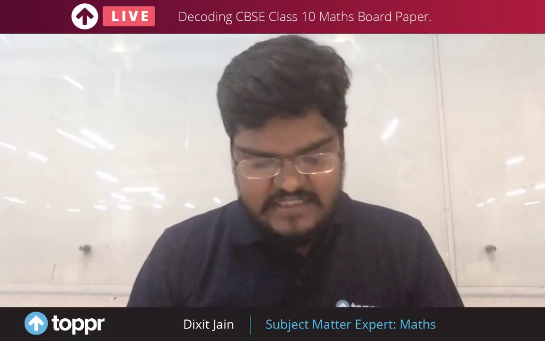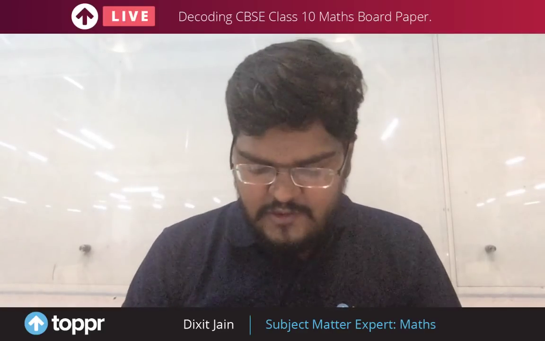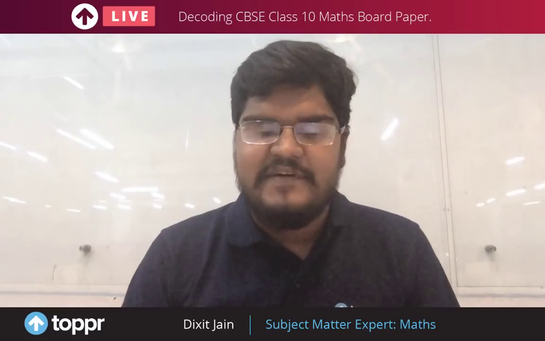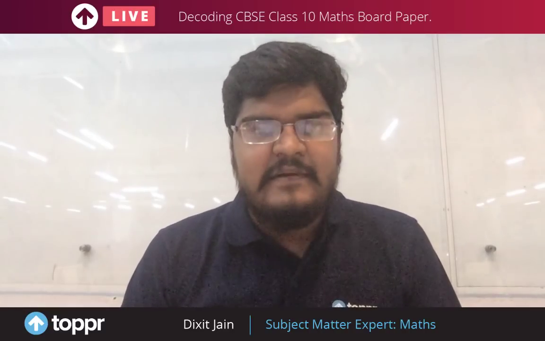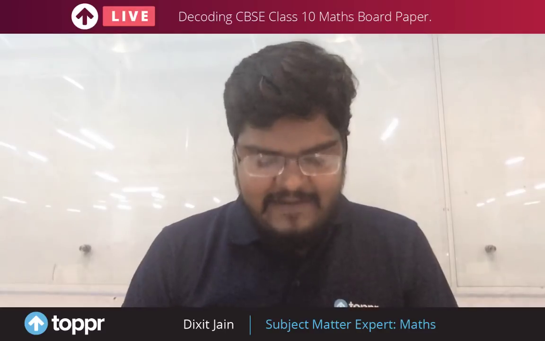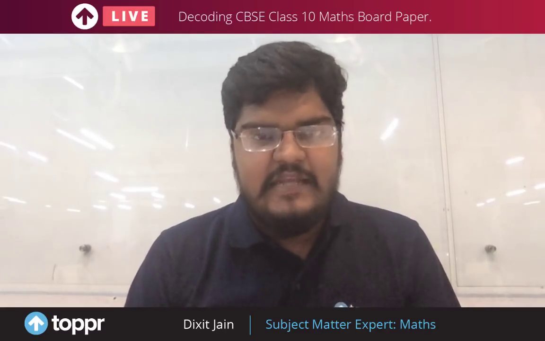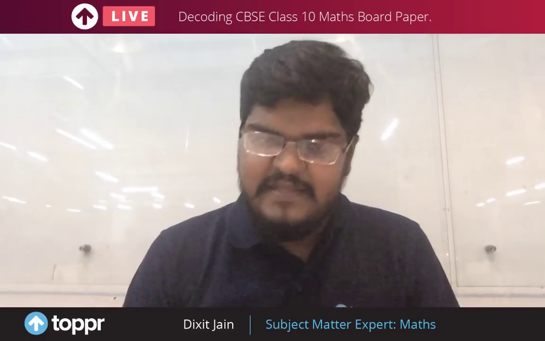Finally the last question: if in an AP the common difference d is equal to minus 4 and the 7th term is 4, then we have to find the first term. So the 7th term is given to us. If we substitute in the formula, then a plus 6d is equal to 4. The value of d we already have as minus 4. Put the value of d in this and you will finally get your answer.